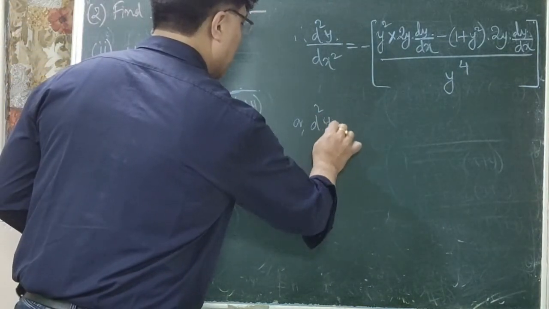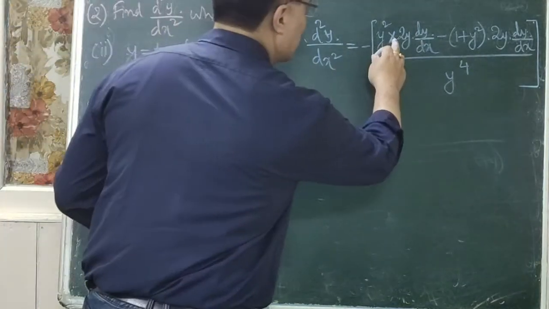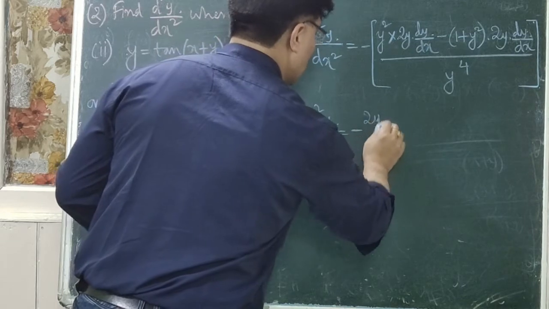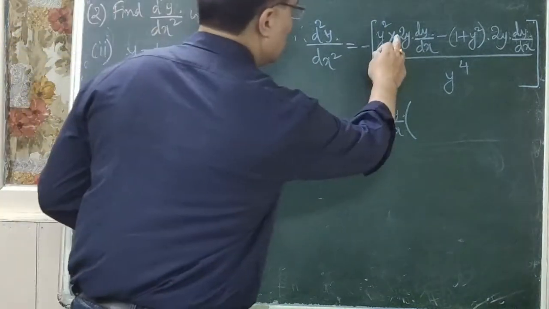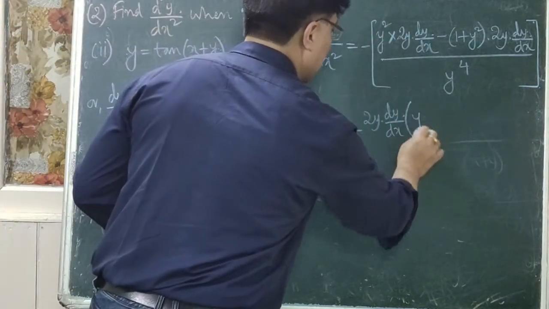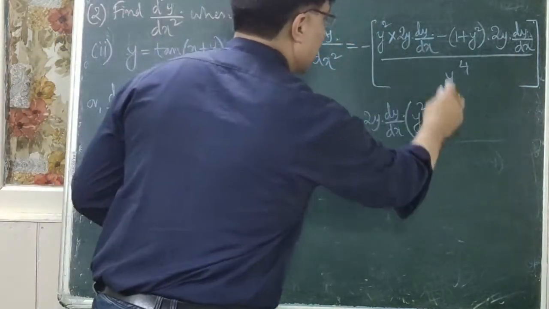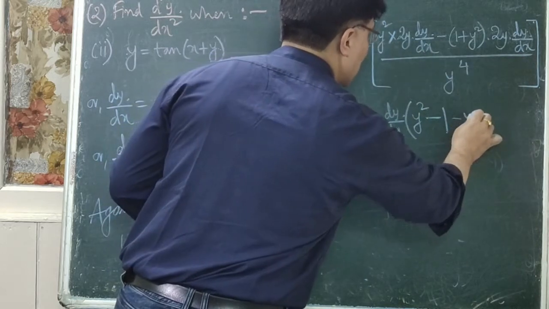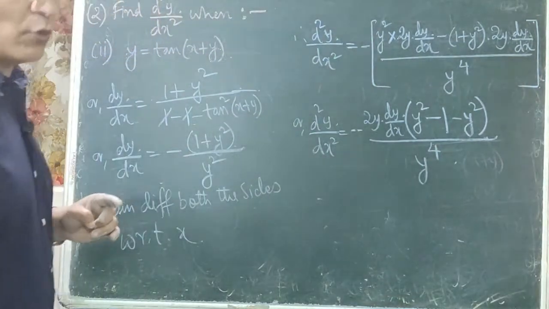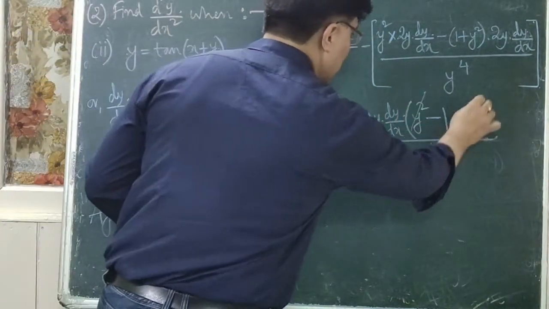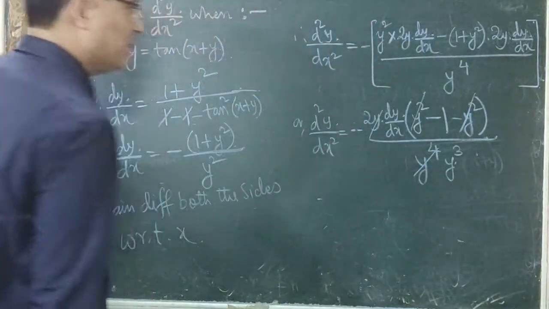So d2y by dx square is equal to, minus sign is there. You write minus sign. What is common from these two terms? It is 2y into dy by dx. So within bracket, what do we get? 2y dy by dx is taken common. So it is y square. Y square minus, again this 2y dy by dx is taken common. So it is minus 1 minus 0 plus minus y square whole divided by y to the power 4. Okay. So here you can cancel this y square. This y and y cube will be cancelled again.